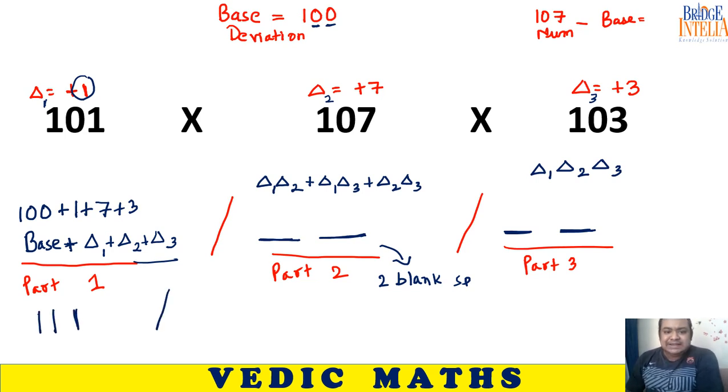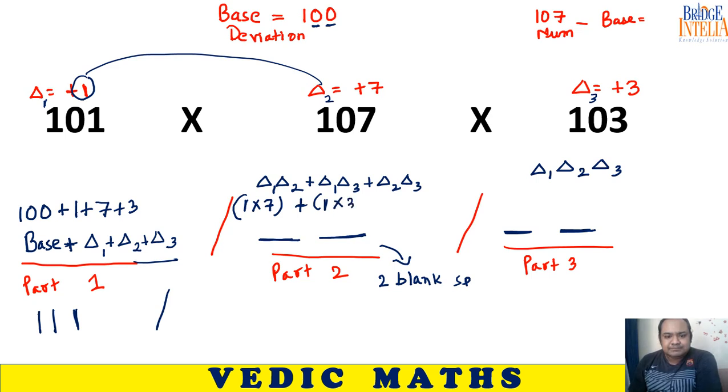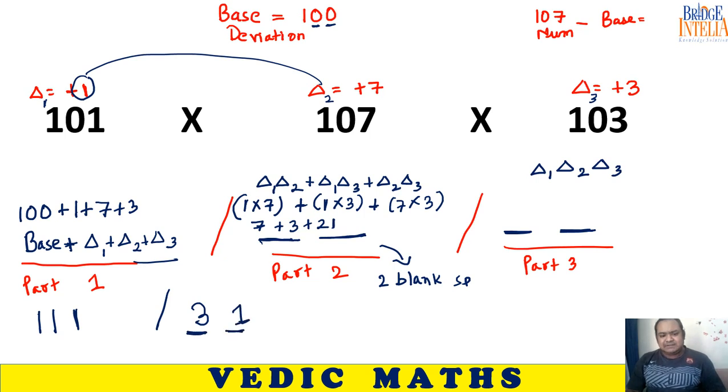In the middle part, delta 1 into delta 2, that means 1 into 7, plus delta 1 into delta 3, that is 1 into 3, plus delta 2 into delta 3, that is 7 into 3. So this is equal to 7 plus 3 plus 21. 7 plus 3 is 10, 10 plus 21 is 31. We have to fill two blank spaces, and 31 is already a two-digit number. So in the two blank spaces, 3 and 1, 31.